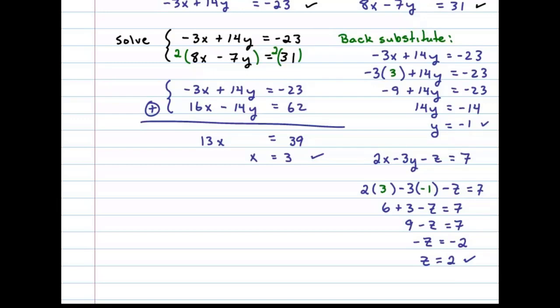And now all that's left to do is to present our solution as an ordered pair, or an ordered triple, that is. And so here the simultaneous solution is 3, negative 1, 2.